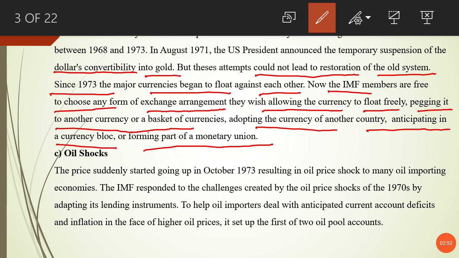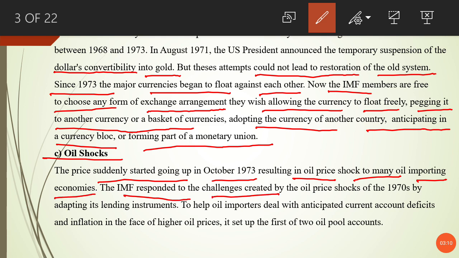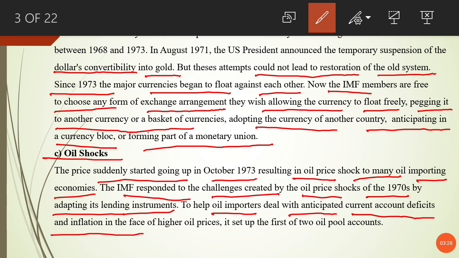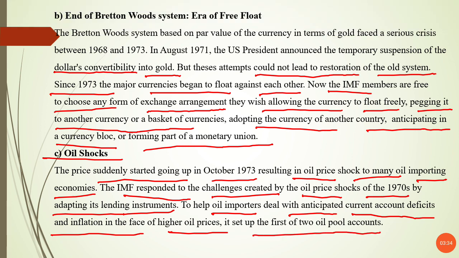C. Oil shocks. The price suddenly started going up in October 1973, resulting in an oil price shock to many oil importing economies. The IMF responded to the challenges created by the oil price shocks of the 1970s by adapting its lending instruments to help oil importers deal with anticipated current account deficits and inflation in the face of higher oil prices. It set up the first of two oil pool accounts.